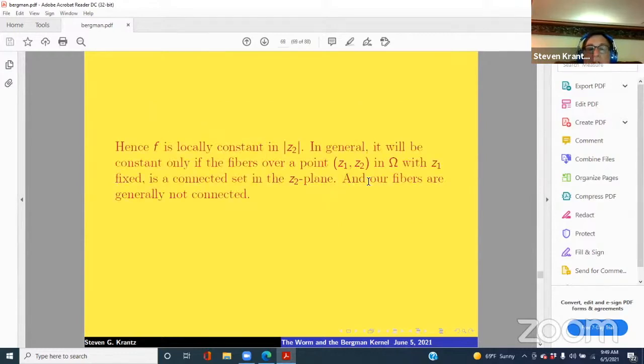So F is locally constant in mod Z2, and in general, it will be constant only if the fibers over a point in Z1 and Z2 and omega with Z1 fixed is a connected set in the Z2 plane. In general, as I've noted, our fibers are not connected.